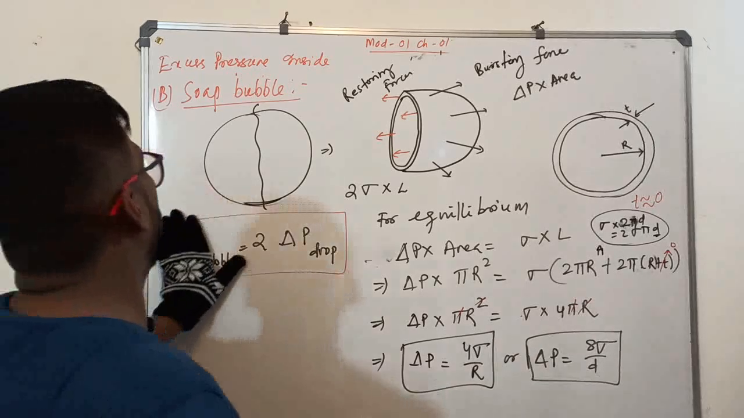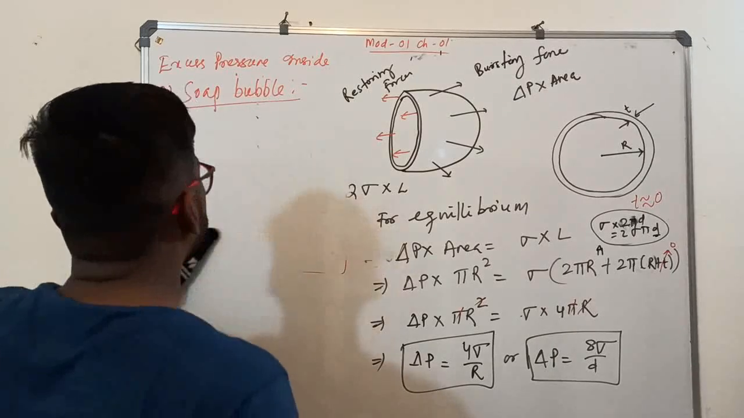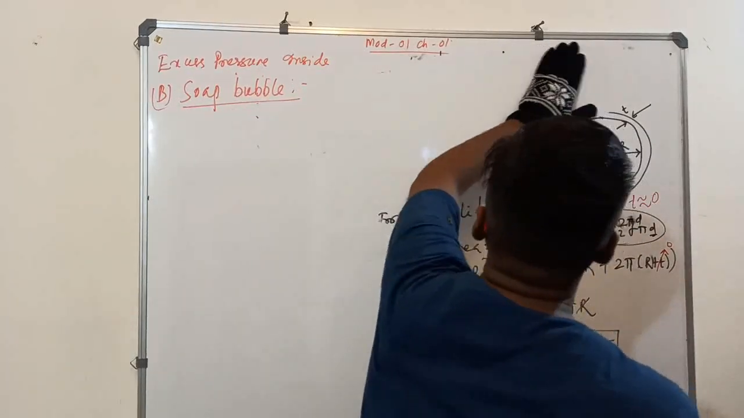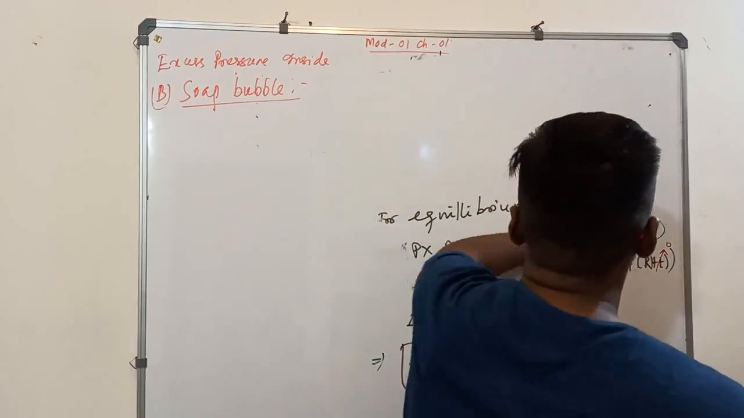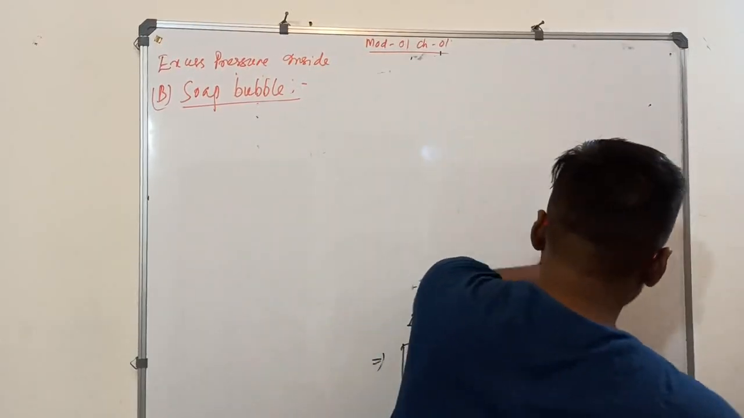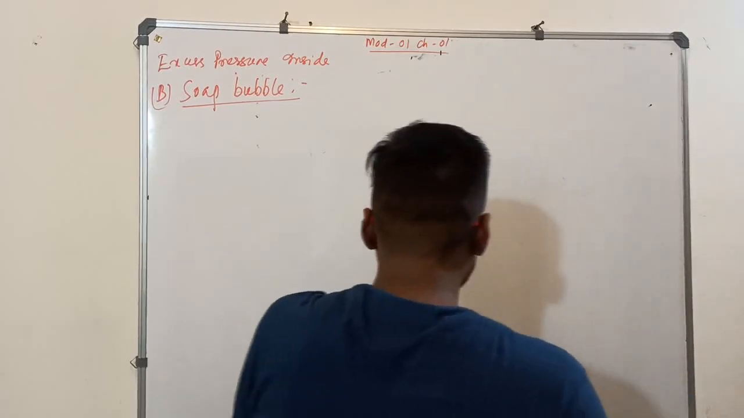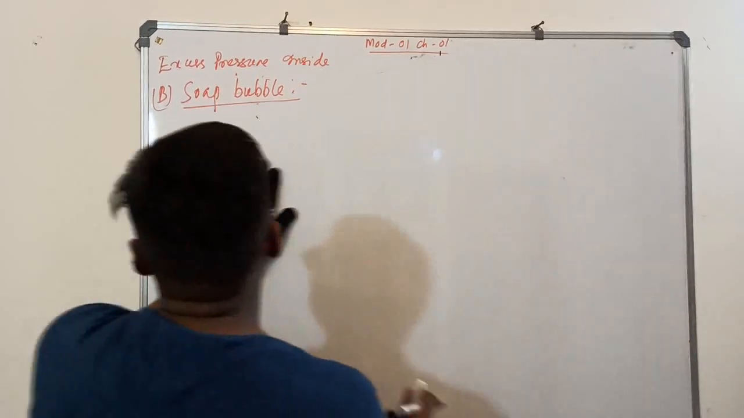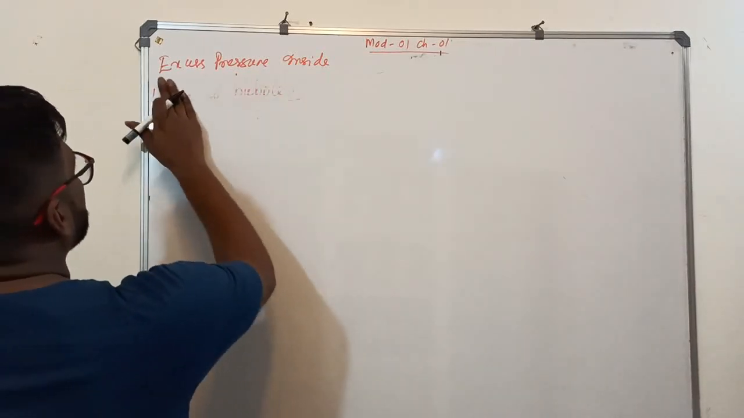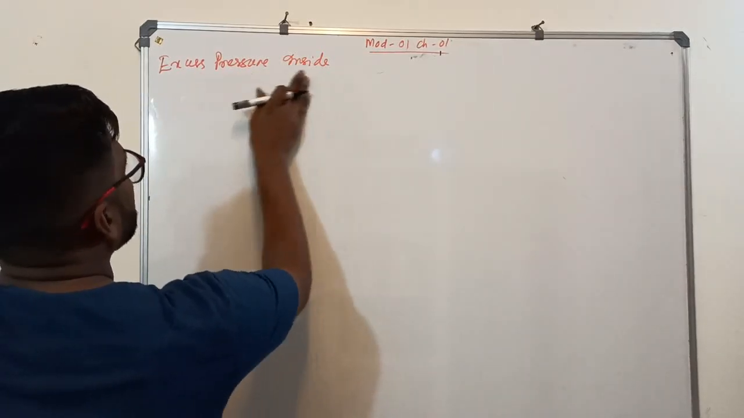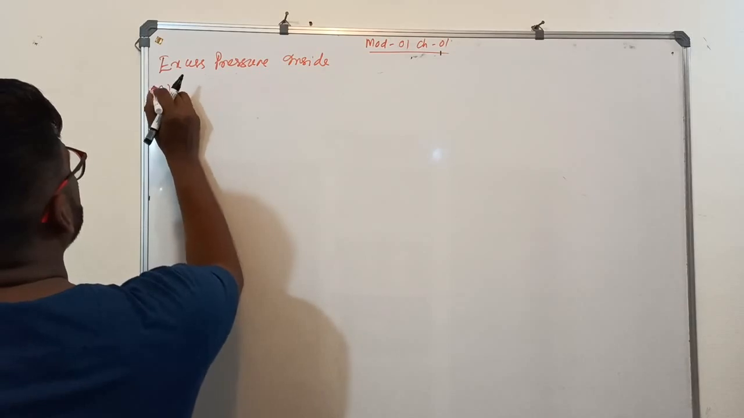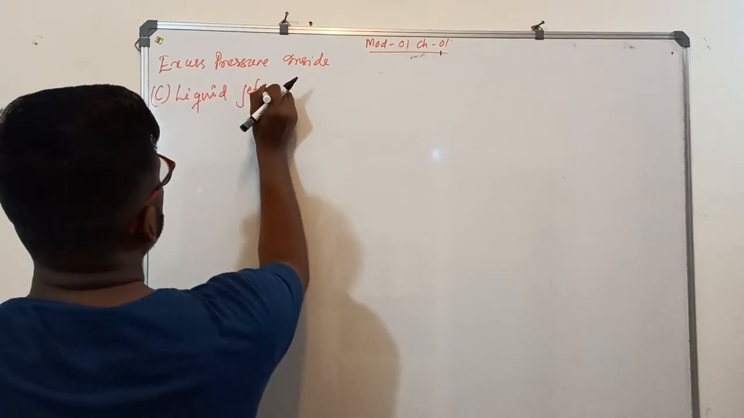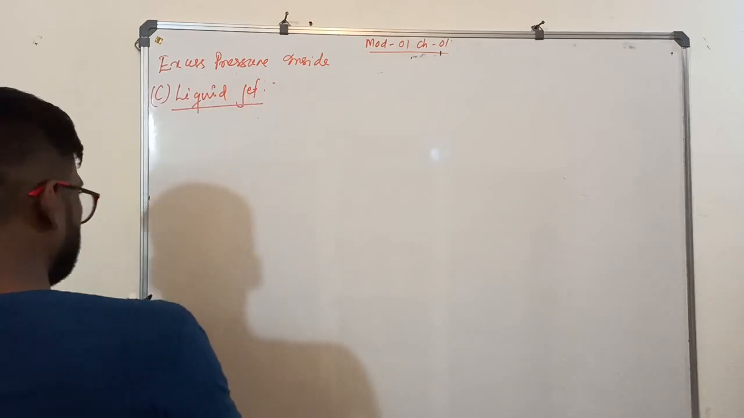Next we will be writing the excess pressure inside a liquid jet. How does a liquid jet come? Cylindrical. Excess pressure inside a liquid jet. Okay? How much will you make me repeat, sir? Until you remember everything, I will repeat. Liquid jet.